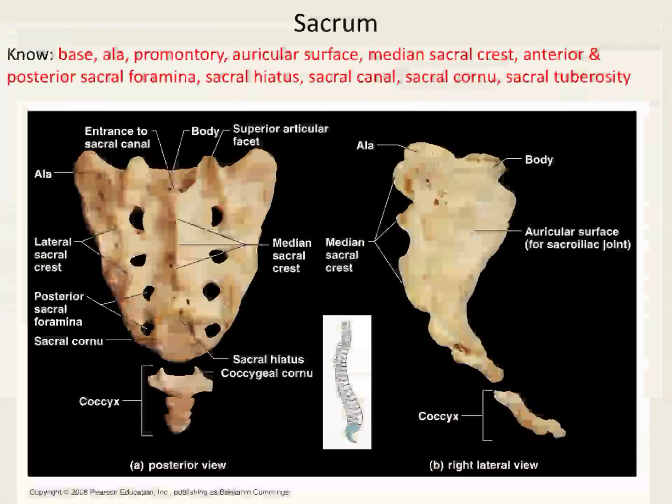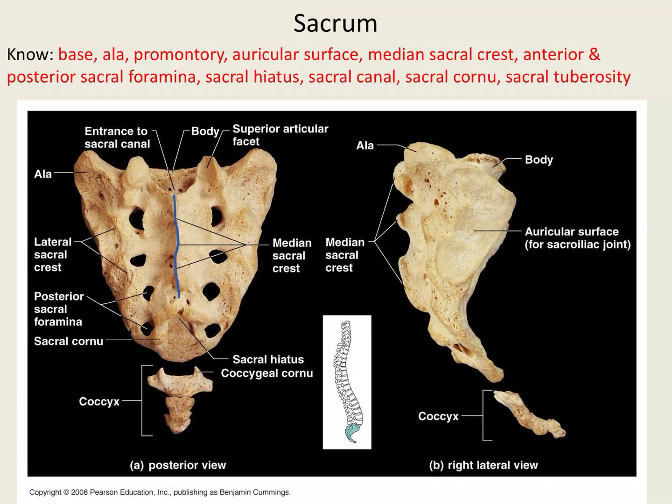So let's start with the median sacral crest. The median sacral crest is a ridge that goes down the midline of the sacrum, and that is a fusion of the spinous processes. Okay. Then we have lateral sacral crests. So there's another ridge that goes down laterally, and those are the fusion of the transverse processes, right? I'm scribbling here, the transverse processes.